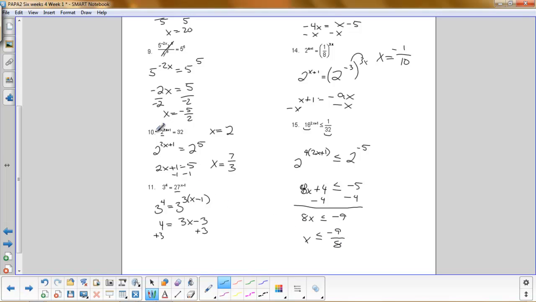Utilize your properties of exponents. Understand what it takes to change a whole number into a fraction and vice versa. Remember that being a negative, and you'll be okay with problems like this.